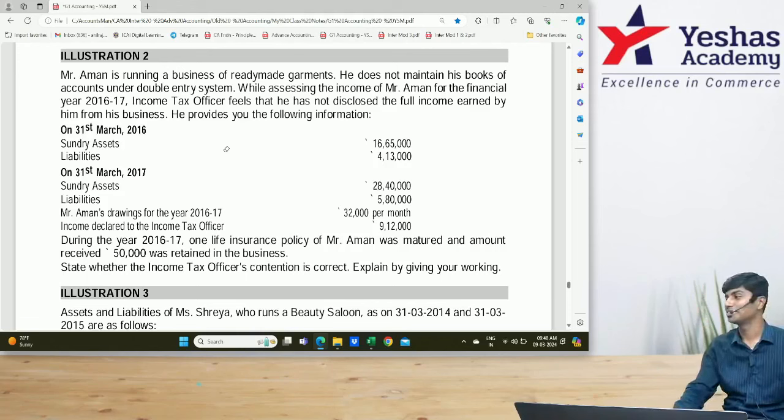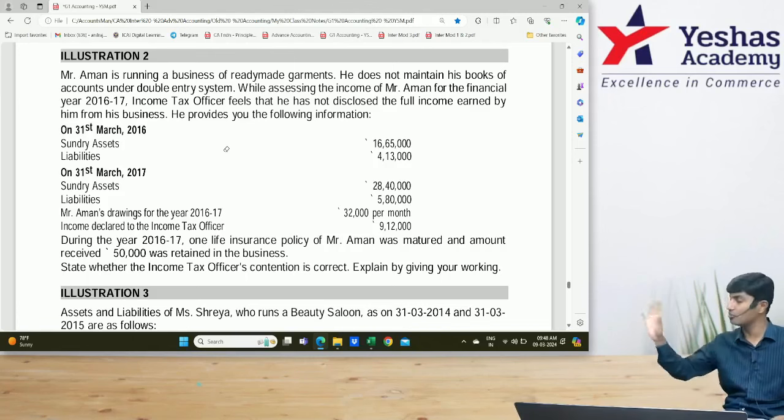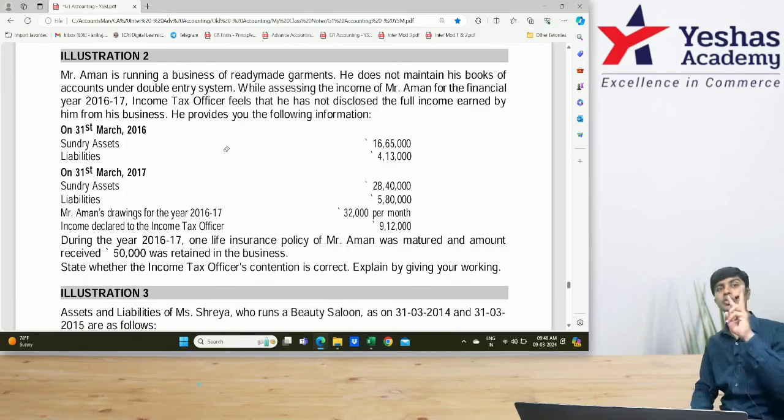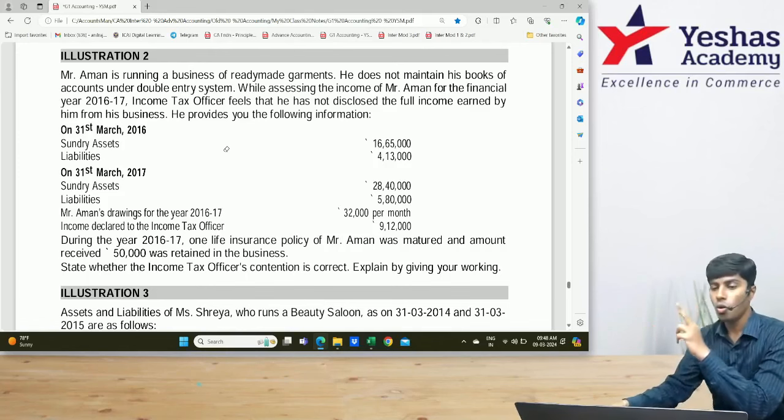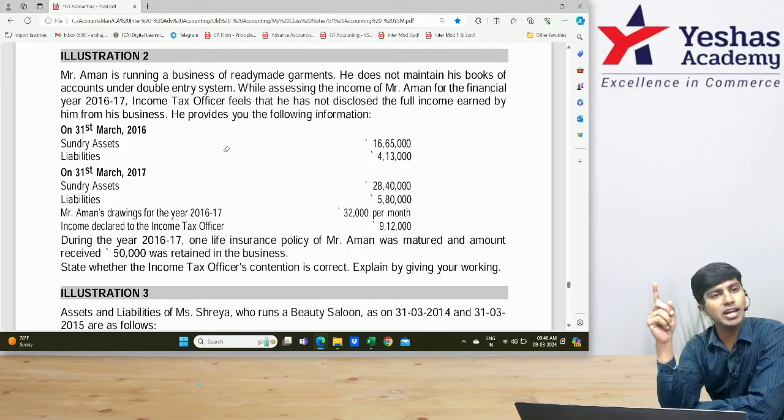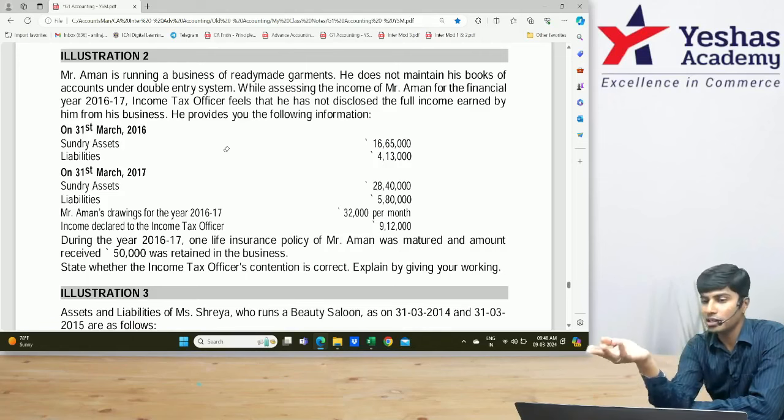Aman, are you getting it now? You are preparing the statement of affairs and statement of profit or loss for whose sake? For the income tax officer's sake. Now with this information, can you determine his income? Yes. How? We'll prepare two statements of affairs: one as on 31st of March 2016, two as on 31st of March 2017. Now observe 2016: assets is 1665, liabilities is 413. How much will be capital?